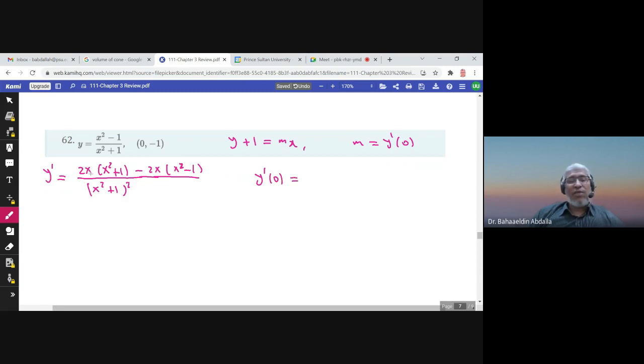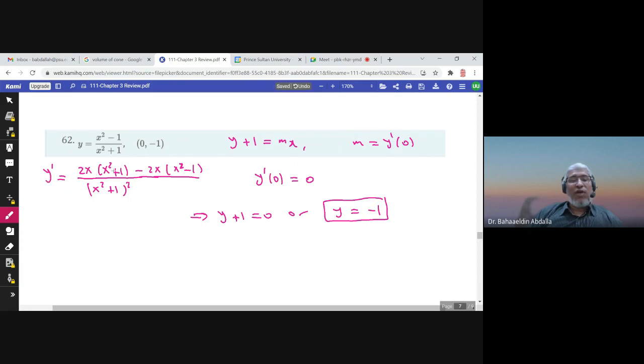If I put x equal to 0, then 2 times 0 is 0. 0 times this would be 0. 2 times 0, 0. 0 times this would be 0. Here 0 plus 1 is 1. So I'll have 0 over 1. So that's just 0. So the equation is y plus 1 equals 0, or y equals negative 1.